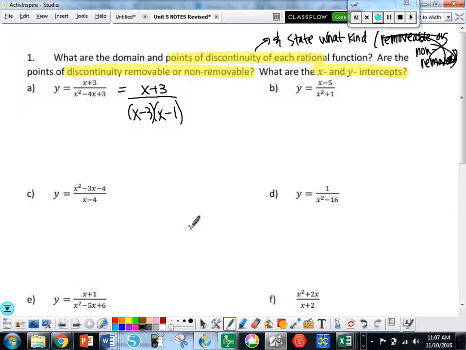So going back to our last unit, if we wanted to state the excluded values, this is our discontinuity. Let's number these. Step 1, this kind of goes together, and then step 2. The first thing we have to do: x cannot be 3. x cannot be 1. Now, would these be considered removable or non-removable? Do they cancel with anything? No, so they are non-removable.